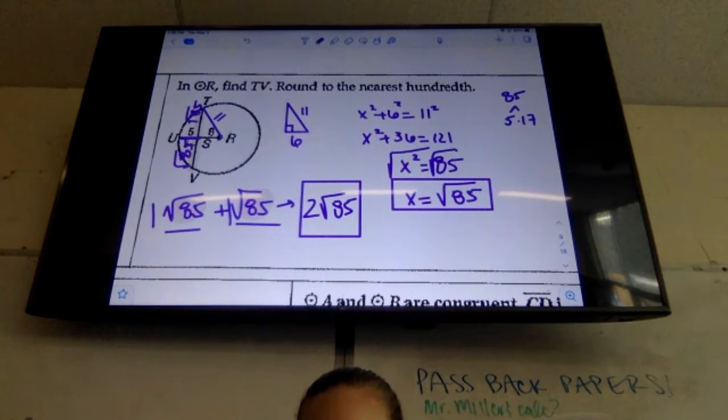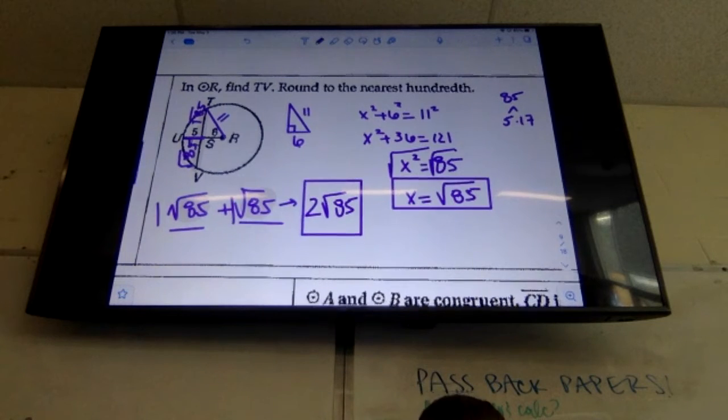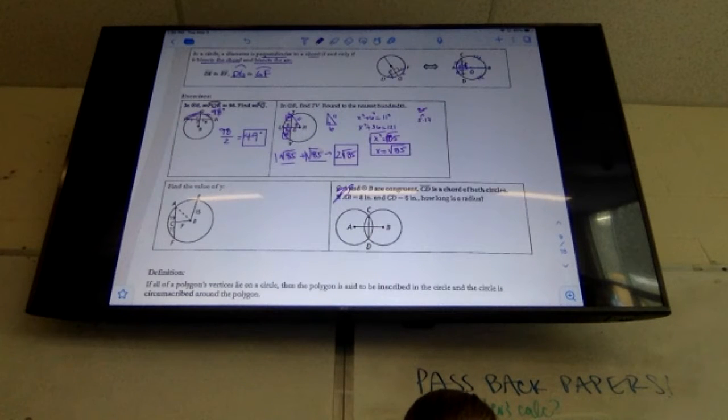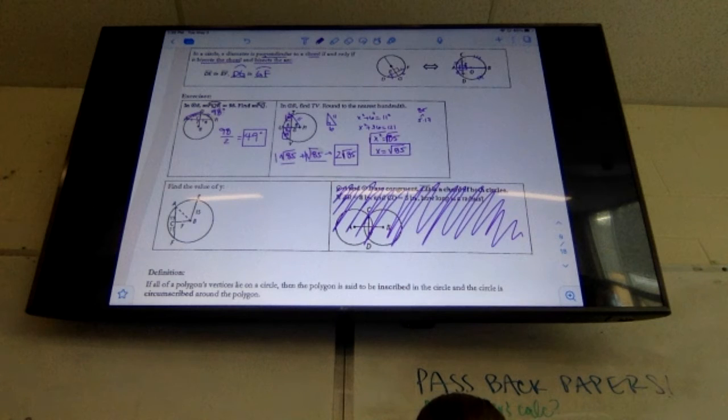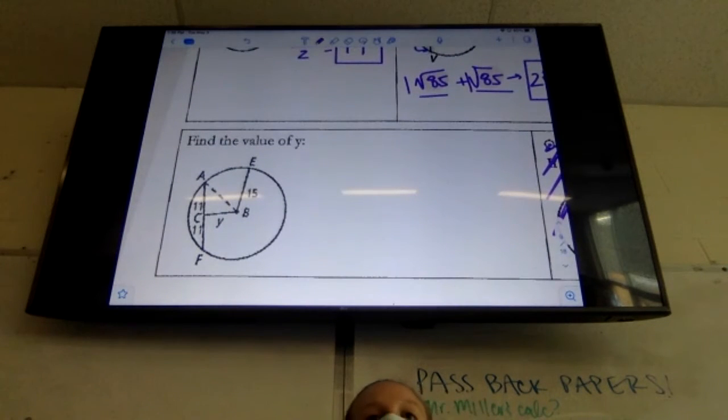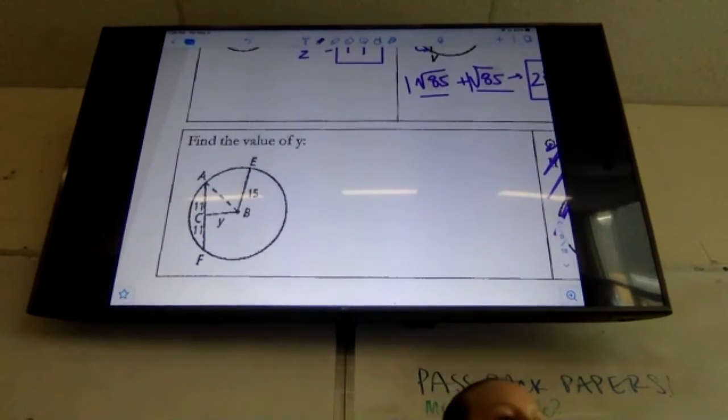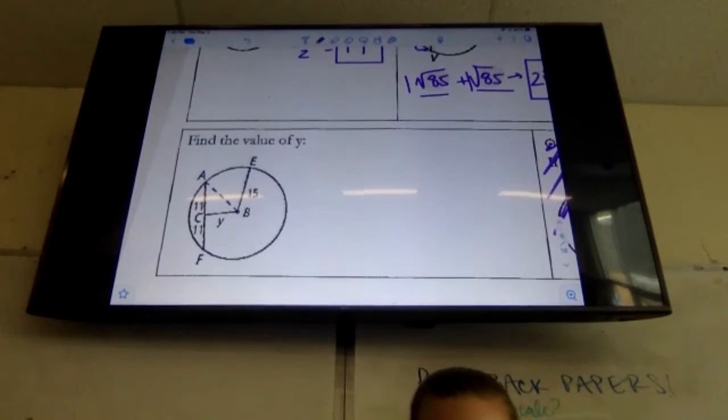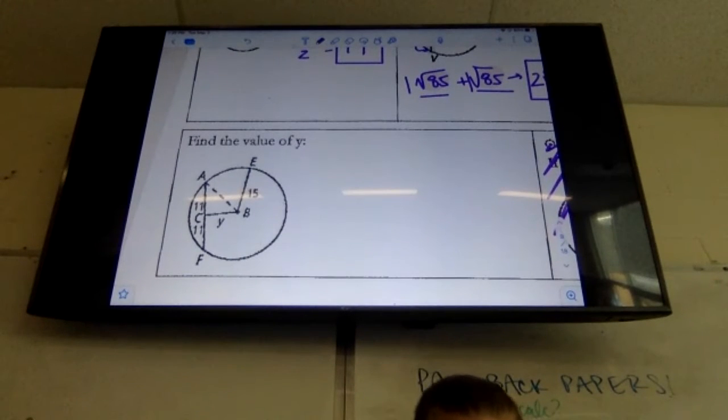Okay. I've got one more problem like that. I don't think we're going to do the one next to it. I don't want to do this one. But let's do this one. Let's do the one underneath it. You guys ready to do one more of this type? All right. This says find the value of y.